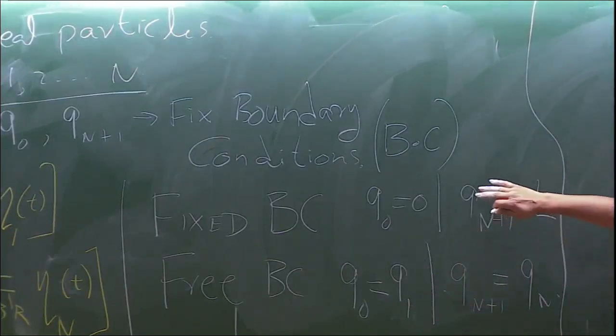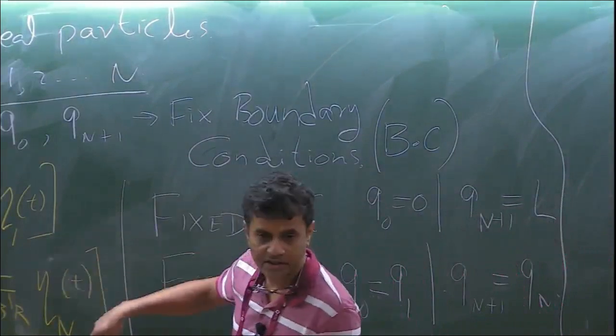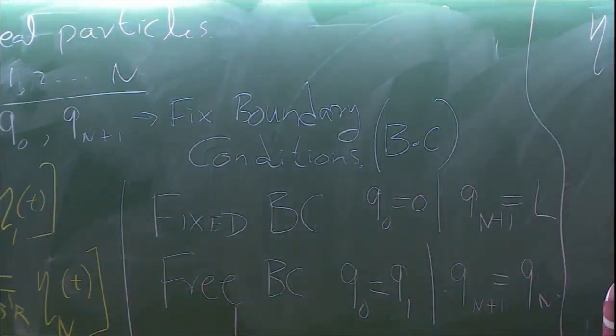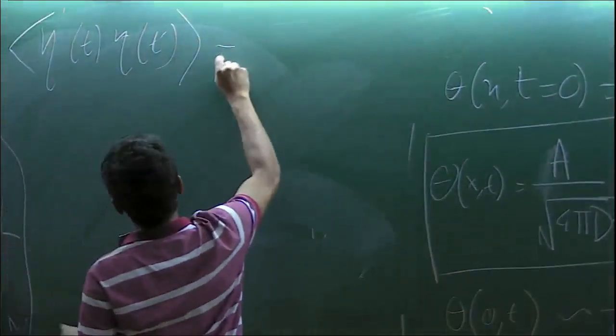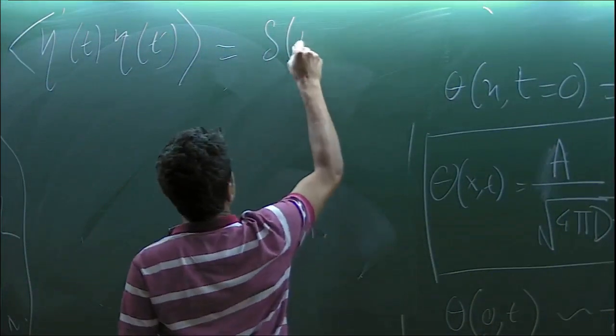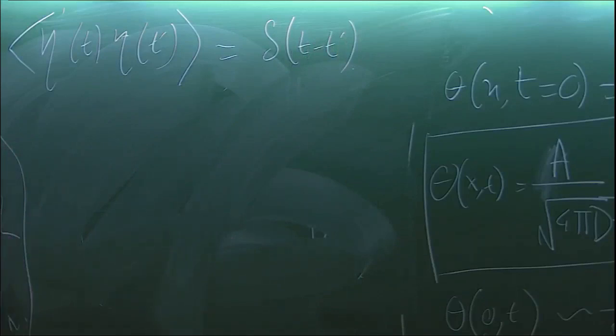Okay, so this is the dynamics, and the noises are uncorrelated with each other, and their correlations are basically delta t minus t prime. I've already taken care of the strength. So this is the dynamics.